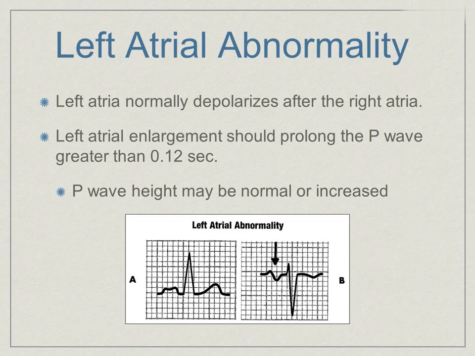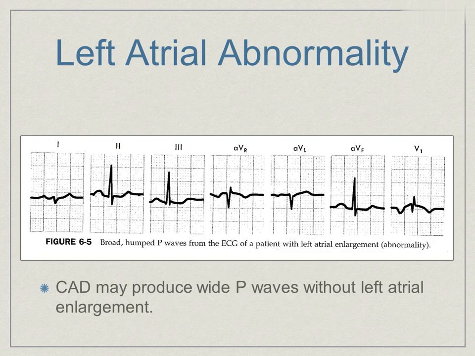Left atrial abnormality. The left atrium normally depolarizes after the right atrium. Left atrial enlargement should prolong the P wave to greater than 0.12 seconds. P wave height may be normal or increased. CAD may produce wide P waves without left atrial enlargement.